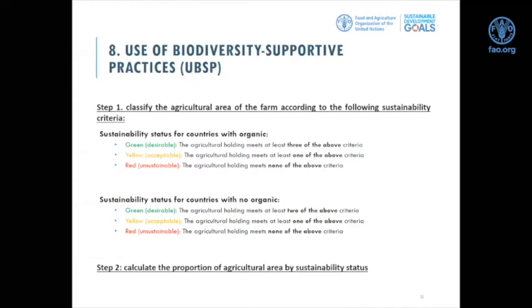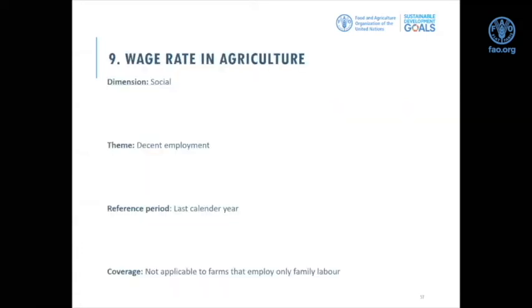Okay. So with this, we come to the end of the five sub-indicators in the environmental dimension. Now we'll quickly move into the social dimension, which is the last one within the framework of SDG 2.4.1. It constitutes three sub-indicators: wage rate in agriculture, food insecurity experience scale, and secure rights to land tenure.